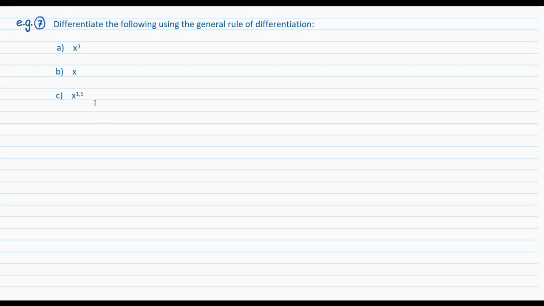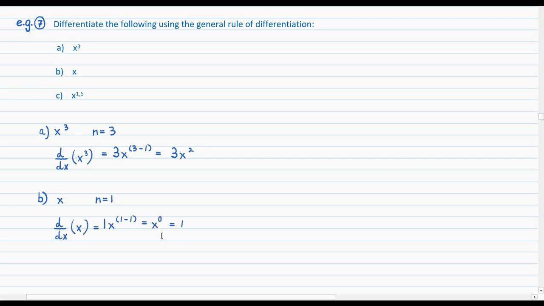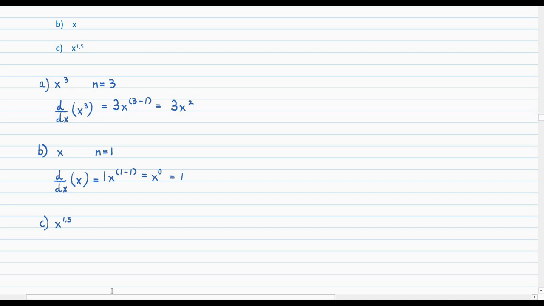First is x cubed, for which n equals 3. Then, when you apply the equation, you get the derivative as 3x squared. Next is part b, which is x, for which n would be equal to 1. Then using the equation, you would end up with an exponent value of 0, which just gives the value as 1. Last, we have x to the power of 1.5, for which n equals 1.5.